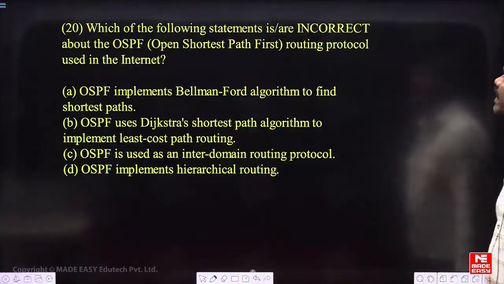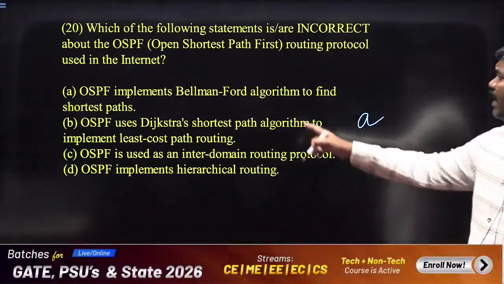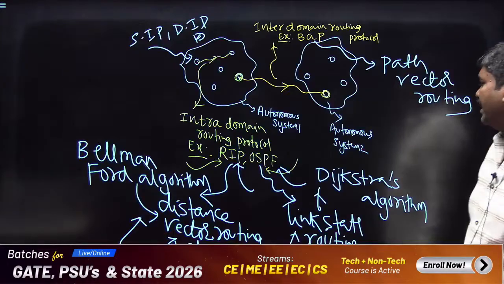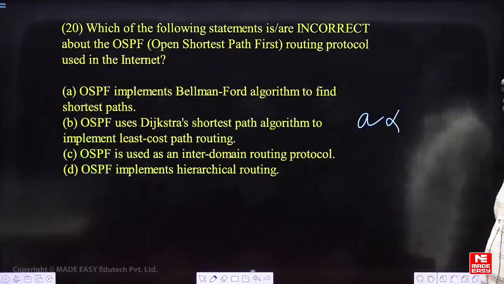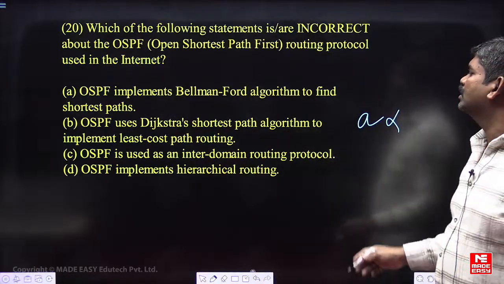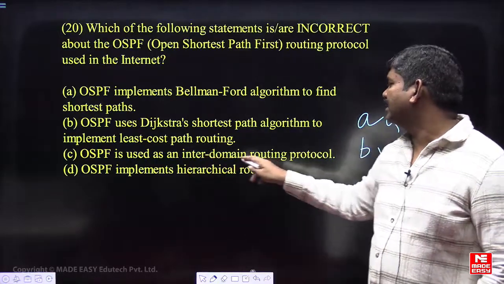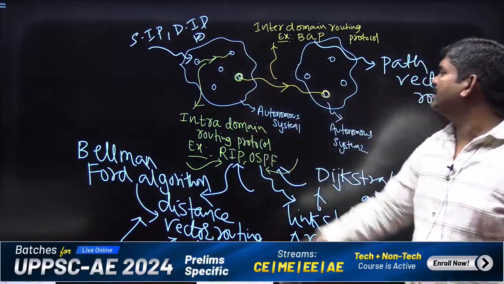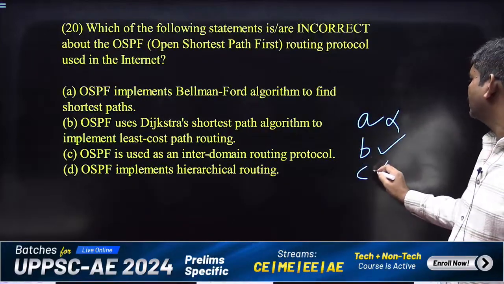So if you observe this particular question, option A says OSPF implements the Bellman-Ford algorithm to find the shortest path. This is wrong, OSPF uses Dijkstra's algorithm. Option B, OSPF uses Dijkstra's algorithm to implement least cost path routing, this is the correct statement. Option C, OSPF is inter-domain. I have told you that OSPF works only within the autonomous system, it is not inter-domain. So this is also wrong.